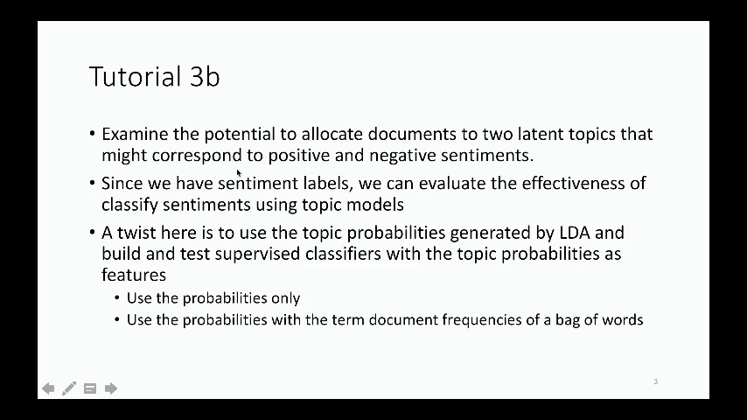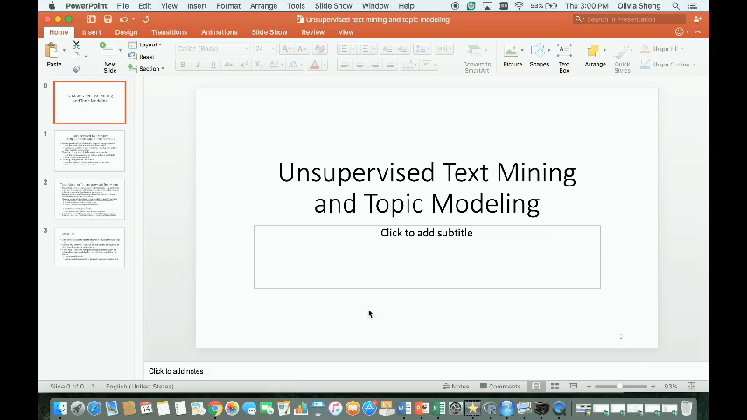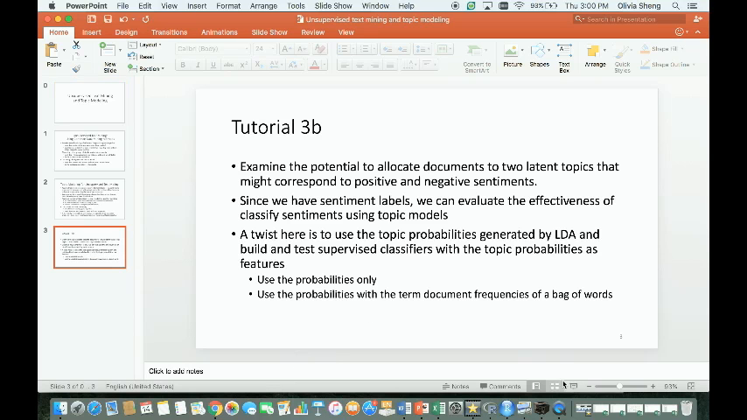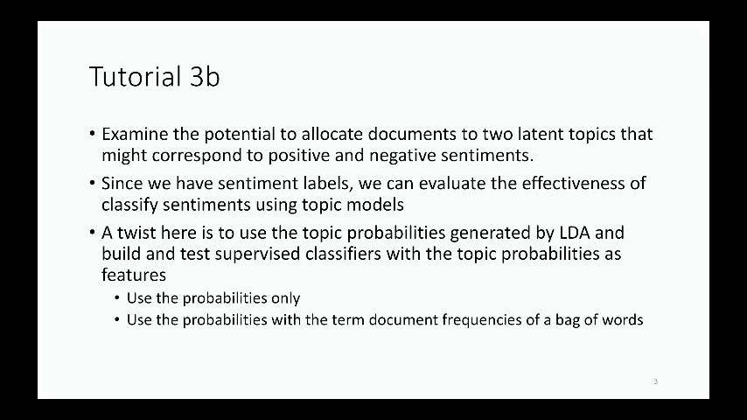Since we're continuing with the positive and negative sentiment classification task in tutorials and assignments 1 and 2, in tutorial 3B we'll mainly demonstrate the code to examine and look into the potential to allocate documents to 2 latent topics. And that can be easily generated, it takes time.